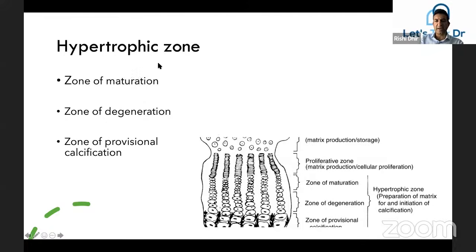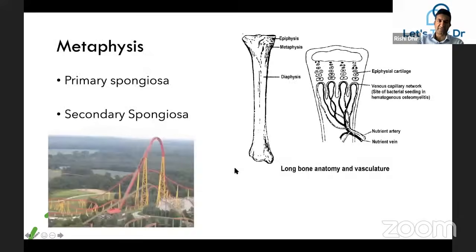So remember what I said about the hypertrophic zone. 3 parts: zone of maturation, zone of degeneration, and zone of provisional calcification. And it's where the matrix is prepared for and you're initiating calcification. The metaphysis, as I mentioned, is broken up into primary and secondary spongiosa.